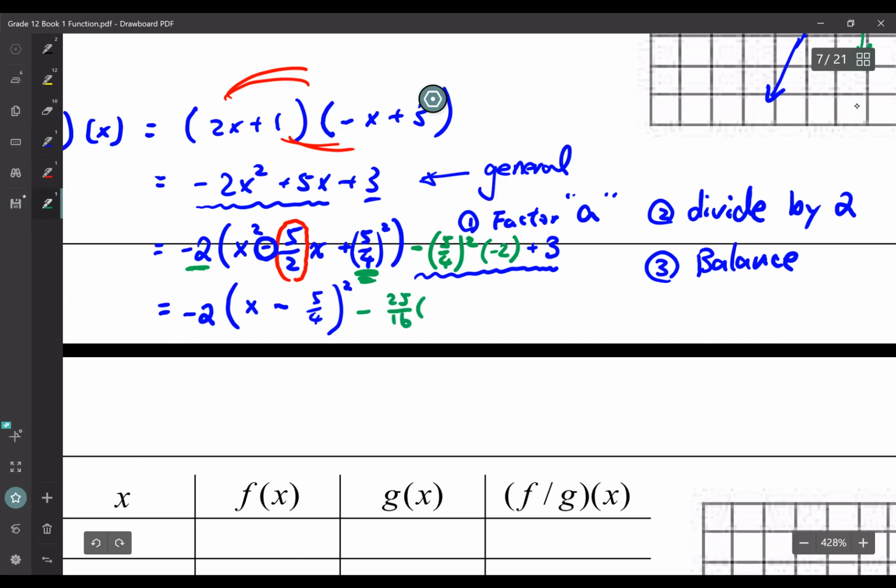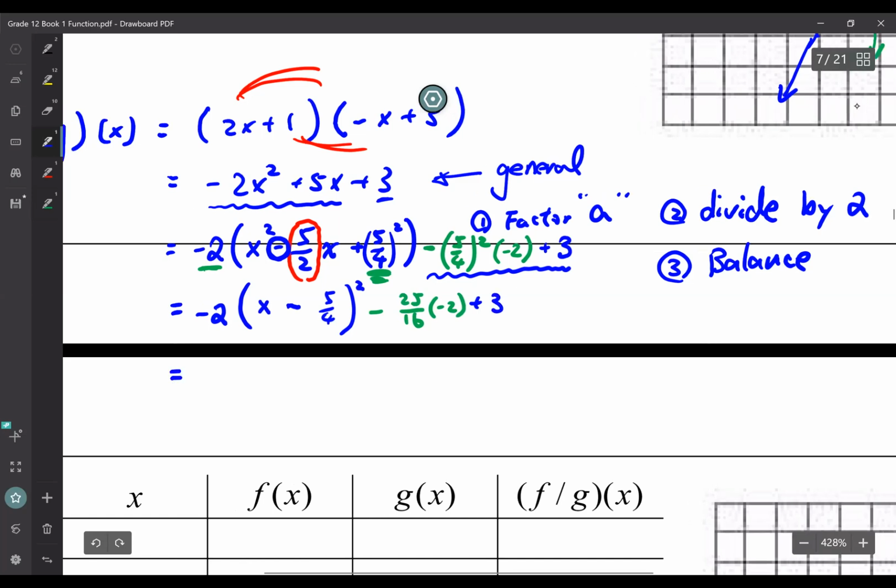will be 25/16 times -2 plus 3. Okay. And then equals. I'm just copying the top right now. Now these two, they can multiply together, right? You can reduce the fractions. 16 and 2, that will give you an 8. Negative times negative will make it a plus. Plus 25/8 and plus a 3.